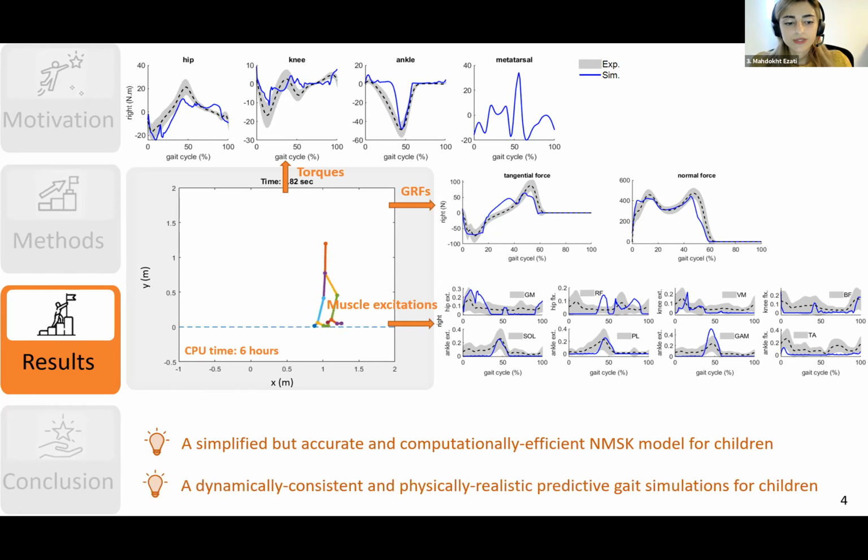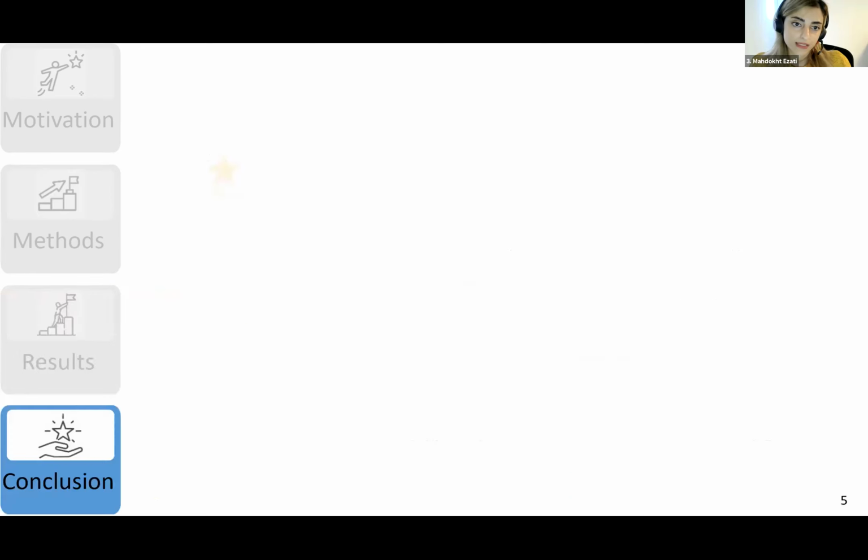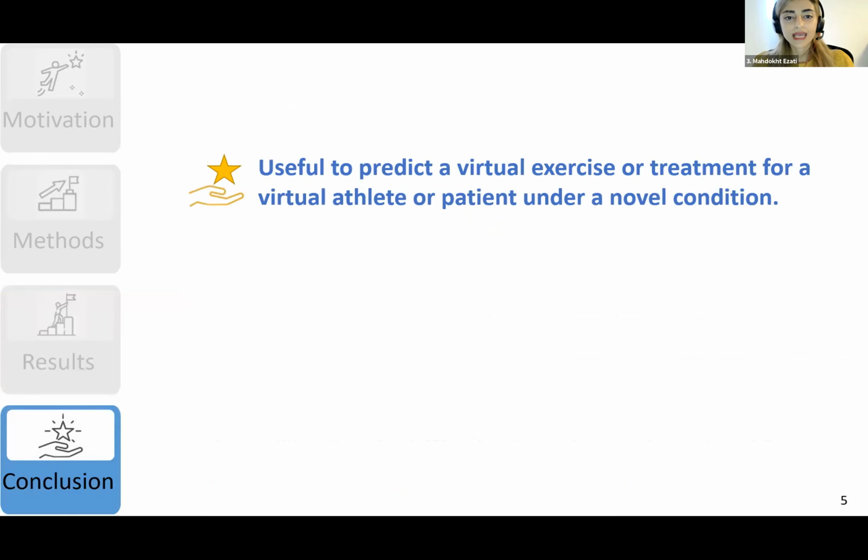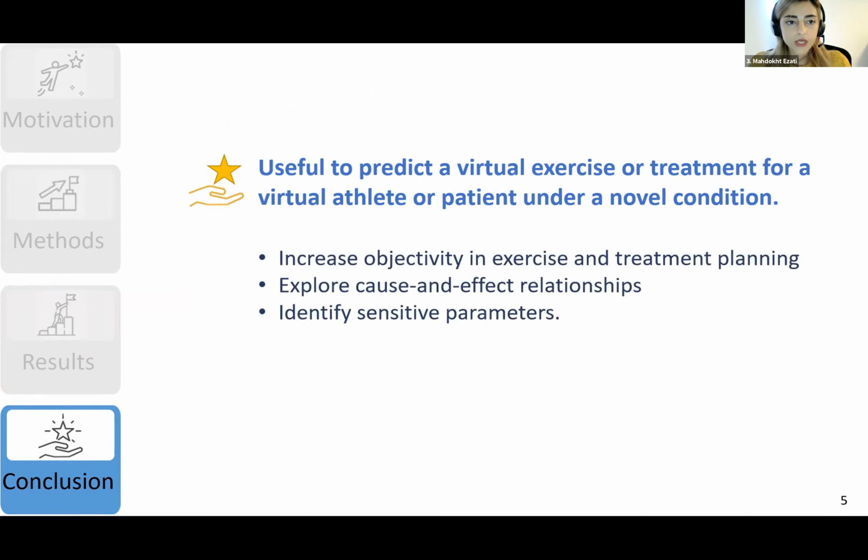And as the results show, this predictive gait simulation is dynamically consistent and physically realistic, although we tracked no experimental data. So we can claim that this proposed approach can be useful to predict a virtual exercise or treatment for a virtual athlete or patient under a novel condition. So this proposed method can increase objectivity in exercise and treatment planning, explore cause and effect relationships, and identify sensitive parameters.